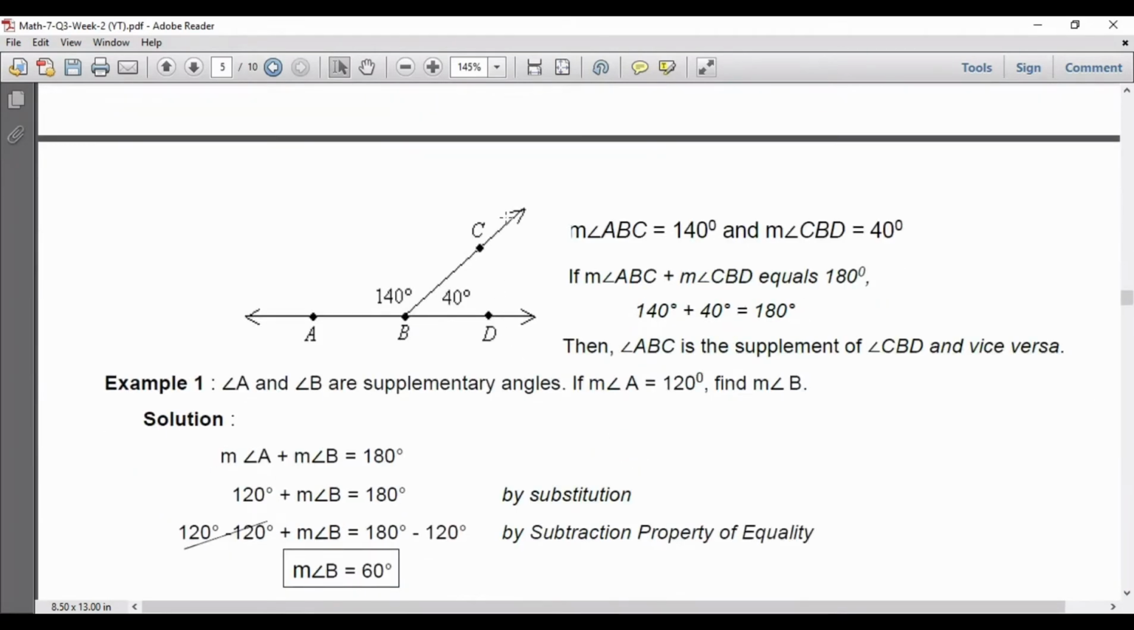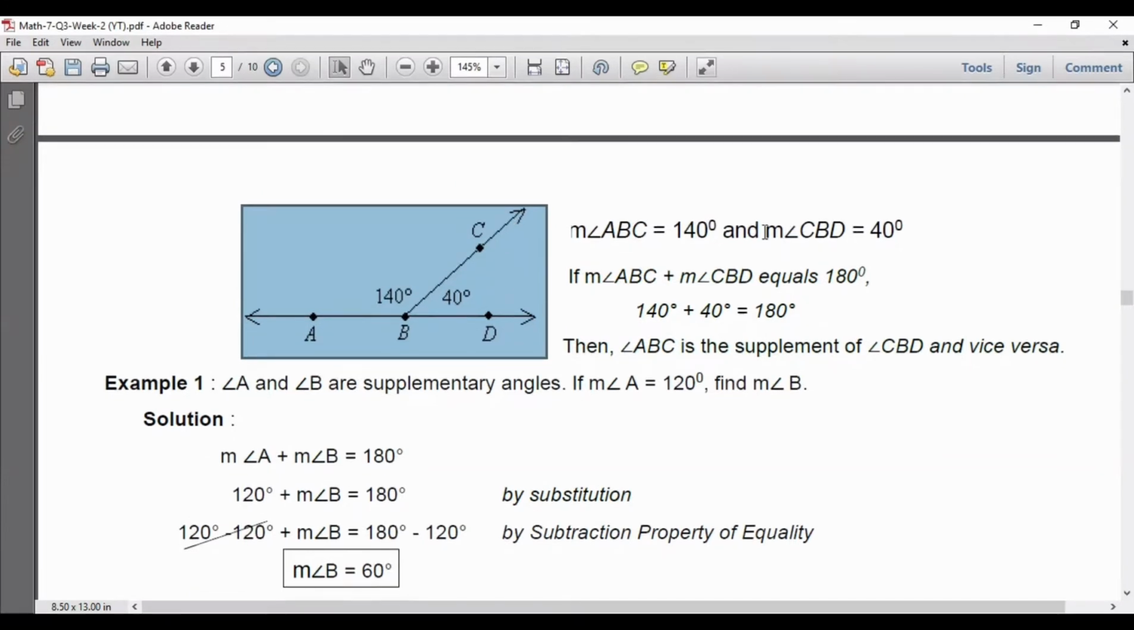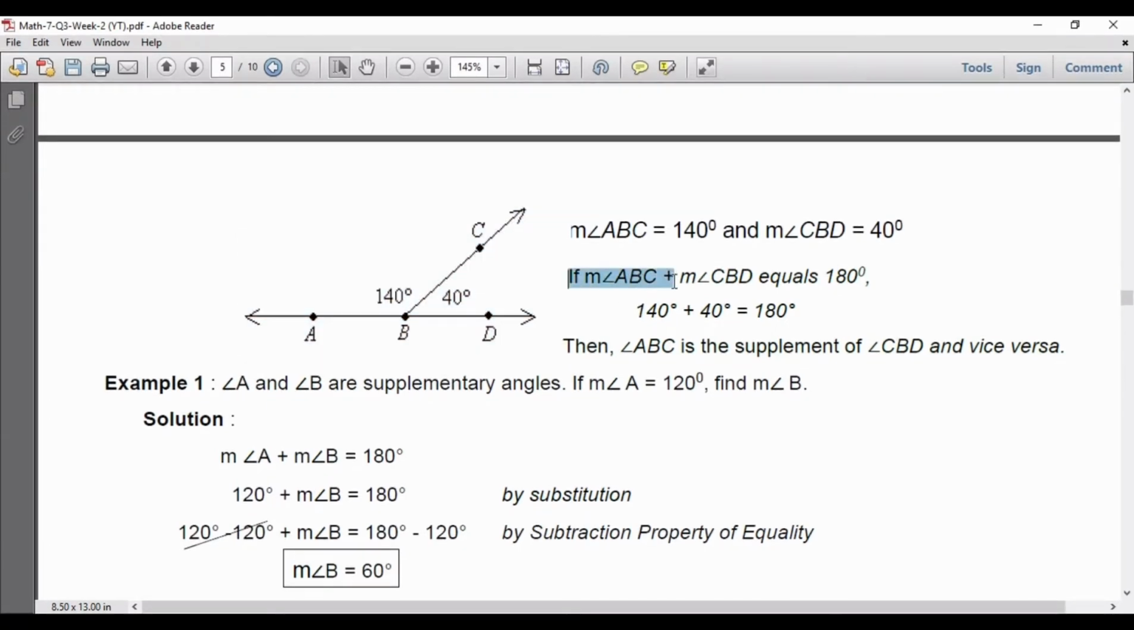Ngayon, ito yung sinasabi natin. The measure of angle ABC is 140 degrees. Ito yon, ABC. And the measure of angle CBD equals 40 degrees. So CBD, it's 40 degrees. So this time, if the measure of angle ABC plus the measure of angle CBD equals 180 degrees, then we can conclude that angle ABC is the supplement of angle CBD and vice versa. So that's it.